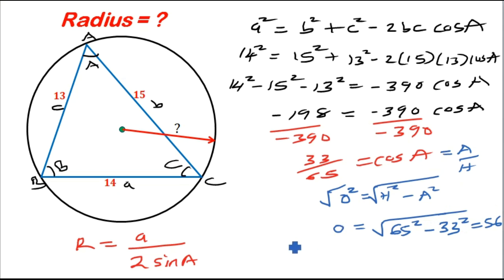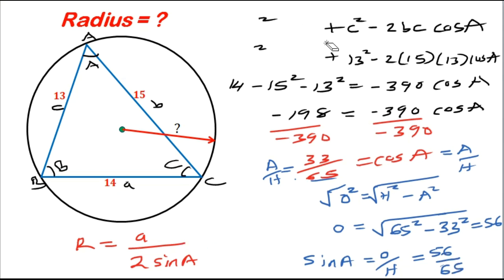ratios. So how do we now get sine A? Remember, sine A is given by opposite over hypotenuse, according to the trigonometric ratio. So the opposite side we found is 56. Then the hypotenuse side we already have here is 65. So over 65. So again, we found sine A to be 56 over 65.